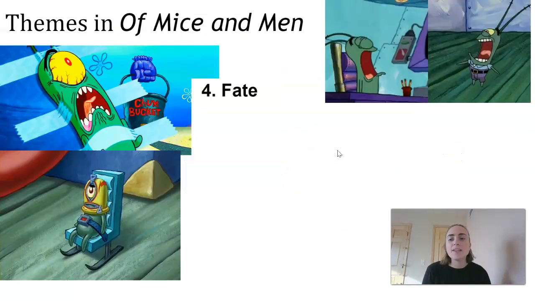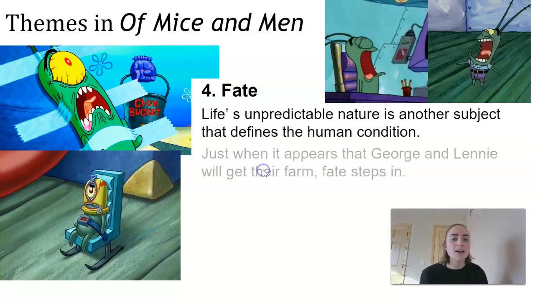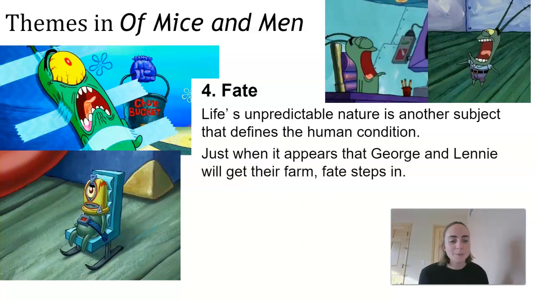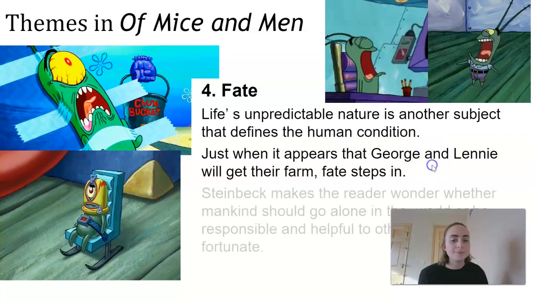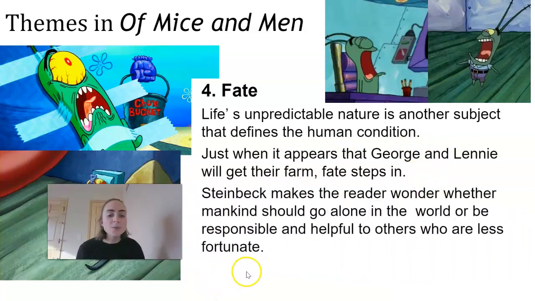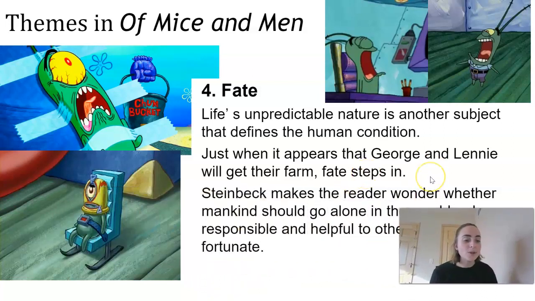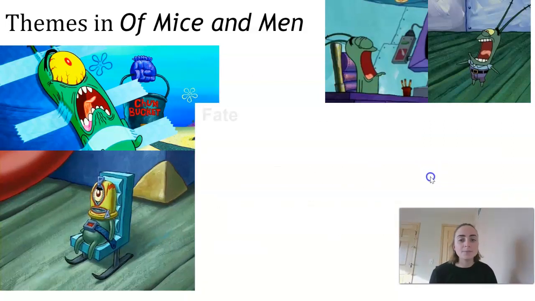Our final theme that we are going to be looking at in Of Mice and Men is fate. Life's unpredictable nature is another subject that defines the human condition. Just when it appears that George and Lennie will get their farm, that their dreams will come true, fate steps in. Steinbeck makes the reader wonder whether mankind should go alone in the world or be responsible and helpful to others who are less fortunate. That is a theme we are going to be seeing throughout Of Mice and Men.